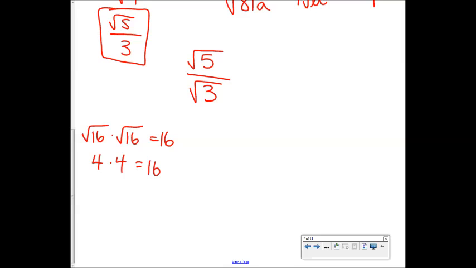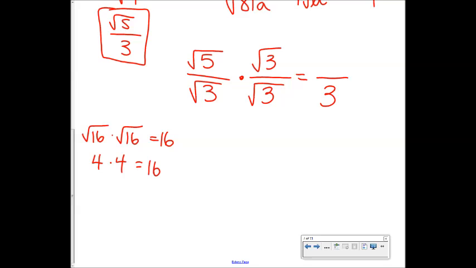So if I need to get rid of this radical sign on the bottom, what can I multiply it by? Radical 3. But if I multiply by radical 3 on the bottom, what do I have to do on the top? Radical 3. Okay, so radical 3 times radical 3 gives me just regular 3, right? And then on the top, what's 5 times 3? 15. So this gives me radical 15.